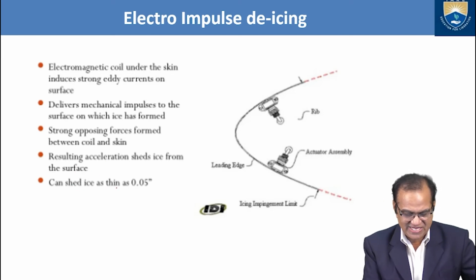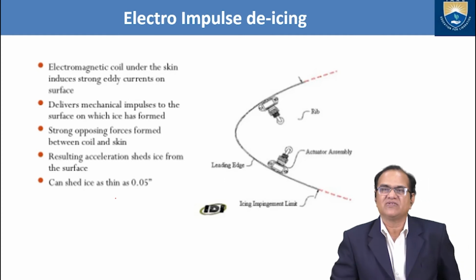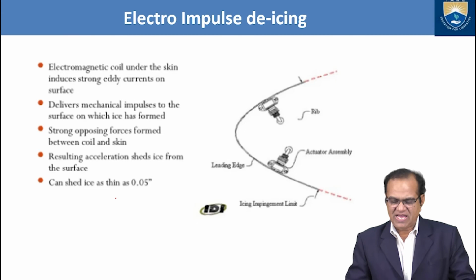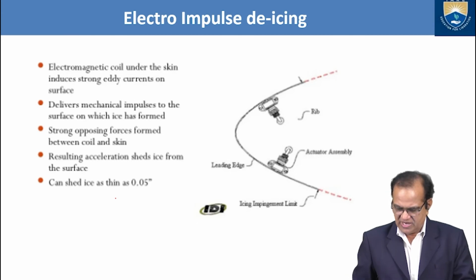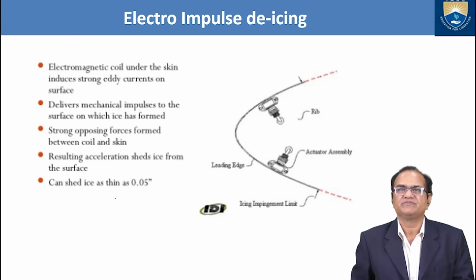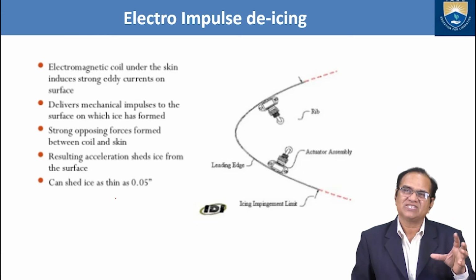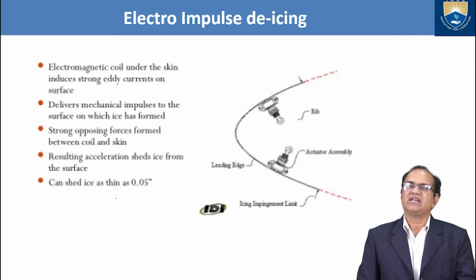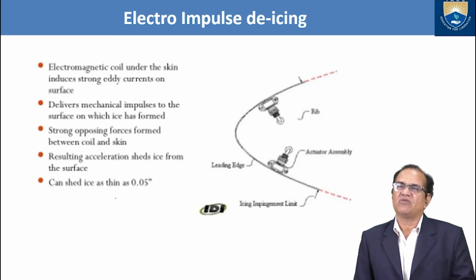It can shed ice as thin as 0.05 inches. So a very small amount of ice can be detected and removed. That is the electro impulse deicing. We give electricity and some motion will be produced. That motion will make sure the ice is removed from the system.